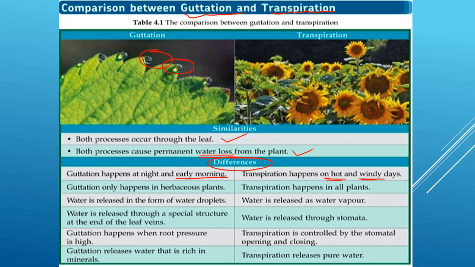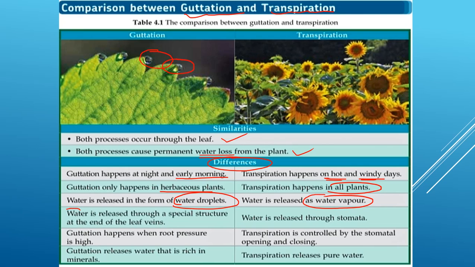Guttation only happens in herbaceous plants. Transpiration happens in all plants. Okay. In guttation, water is released in the form of water droplets, but transpiration as water vapor, uap air.